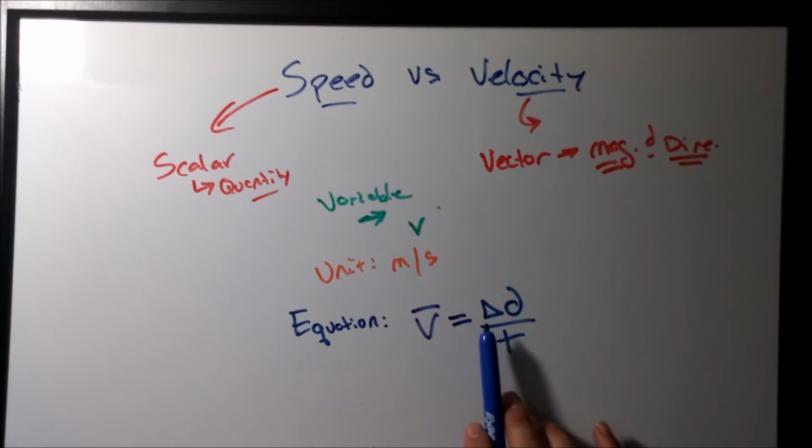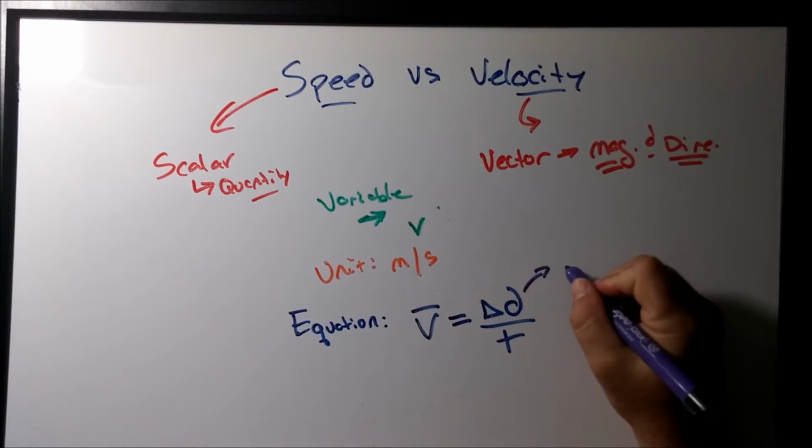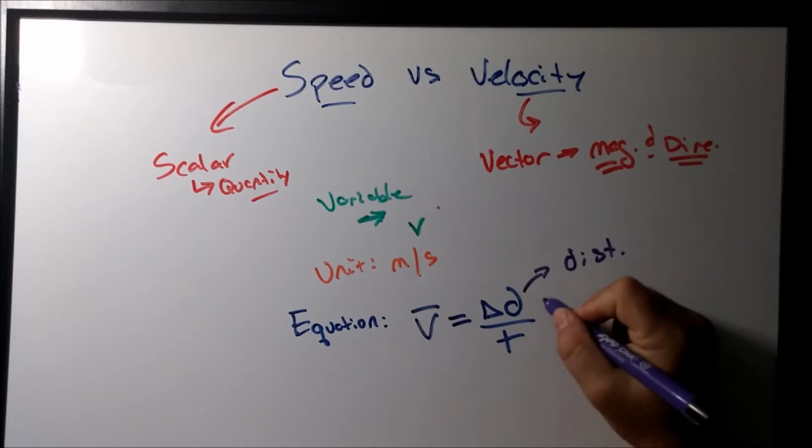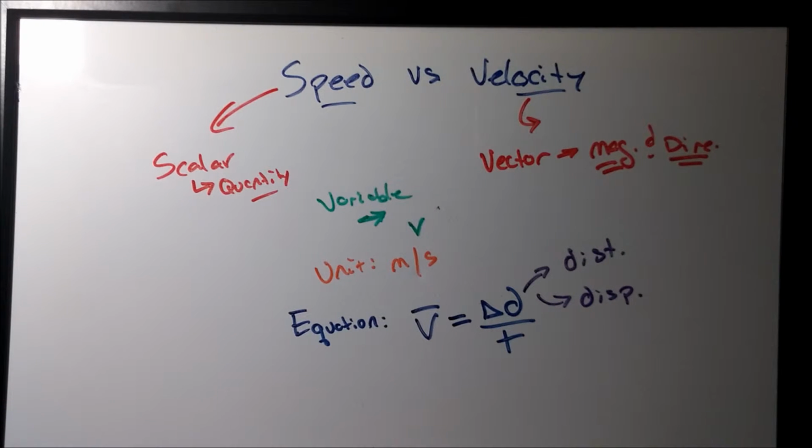That delta means change in, and it does imply that the object is moving. If there was no change, then this would be 0, right? Now, here's the biggest difference between whether or not we're dealing with speed or velocity. This d could mean distance or displacement, and it really depends on what your goal is. If you're trying to measure speed, then you're going to use distance, and if you're trying to measure velocity, then you're going to use displacement.